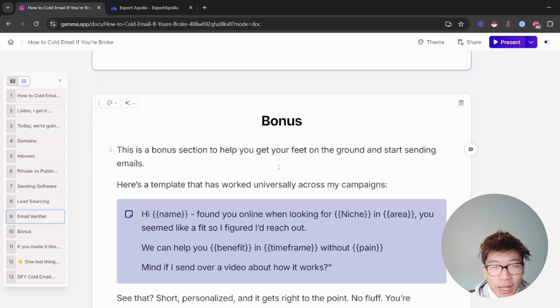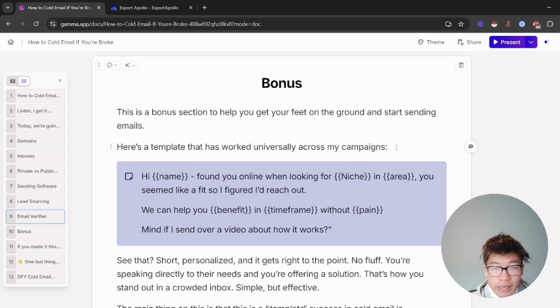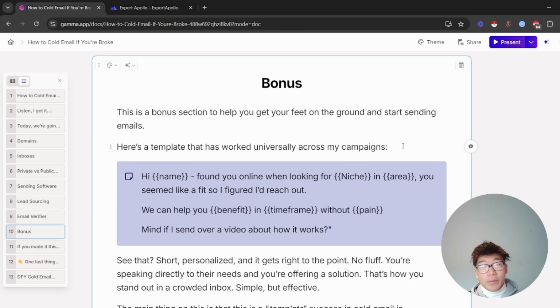This is a bonus section to help you get your feet on the ground and start sending emails. Here's a template that has worked universally across my campaigns and helped me get one of my first clients. Hi name, found you online when looking for niche and area. You seem like a fit, so I figured I'd reach out. We can help you benefit in time frame without paying. Mind if I send over a video about how it works?